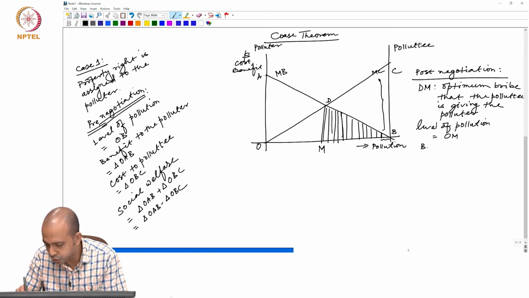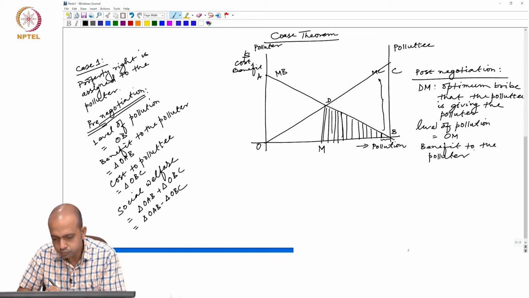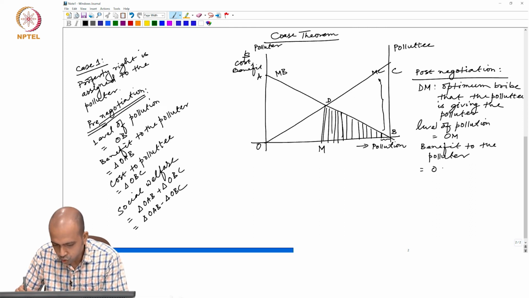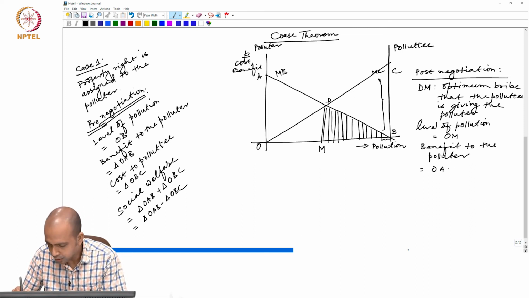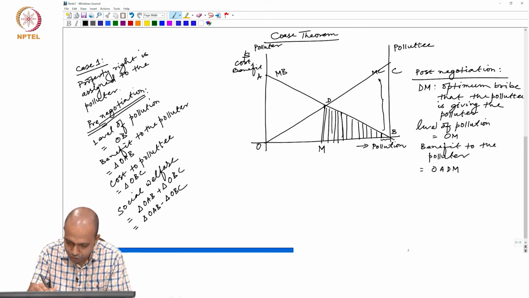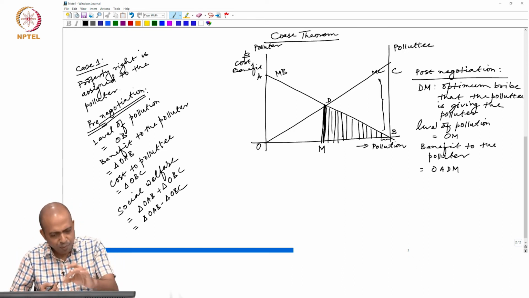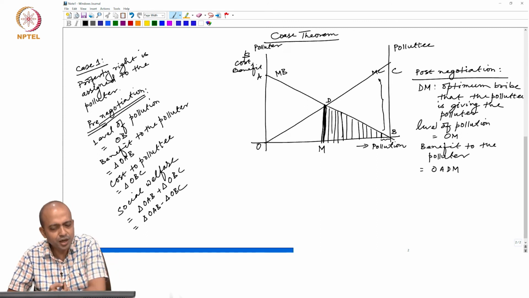Benefit to the polluter equals OADM. This is the benefit because up to this much you are making the pollution. Okay. So, obviously this is the benefit. Apart from this, can you think of any other benefit?